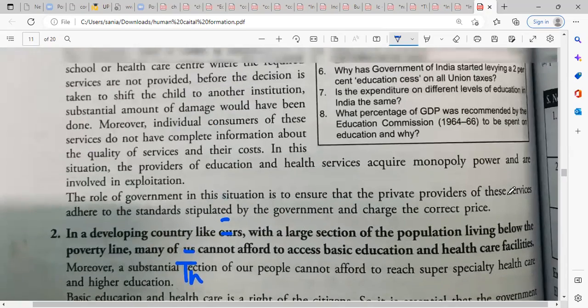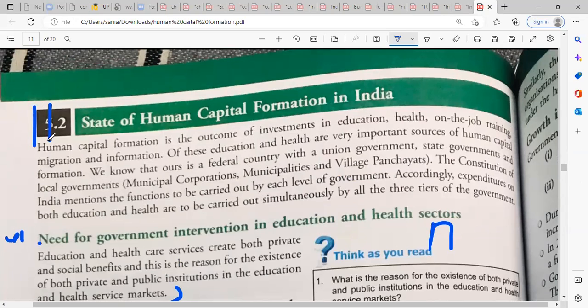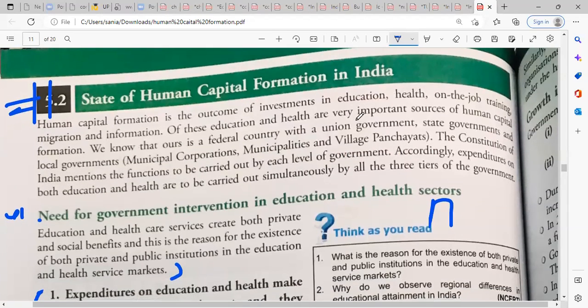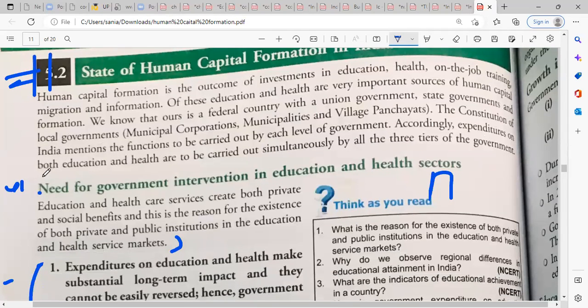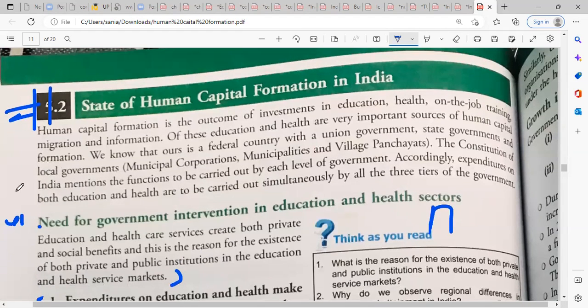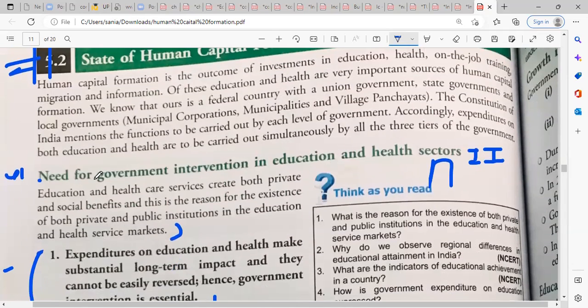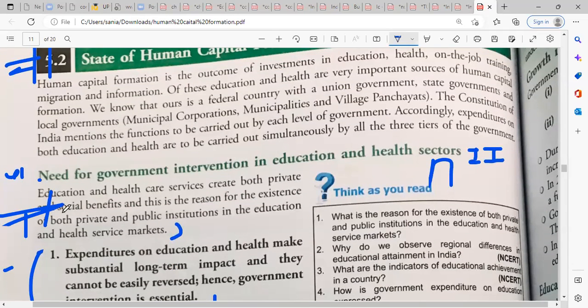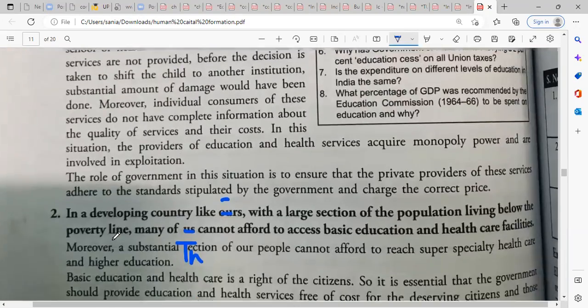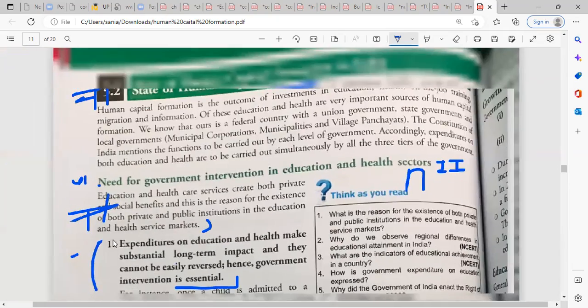So you will write hashtag state of human capital formation in India. Then you will write: there is a need for government intervention in education and health sector in India. My writing pad is not working today, so like this. Clear? And then you will write the next point, hashtag, why there is a need for government intervention in education and health sectors. Then you will write the first and second points. Clear? Okay, write it.